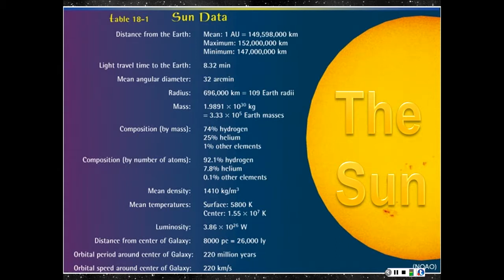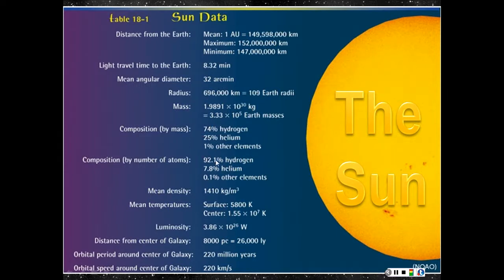We've already talked about the angular size in terms of eclipses. Its actual physical radius, since we know its angular size and its distance, we can work out how big it is. It's about 100 times as big as the Earth. We'll come back to the mass very shortly.